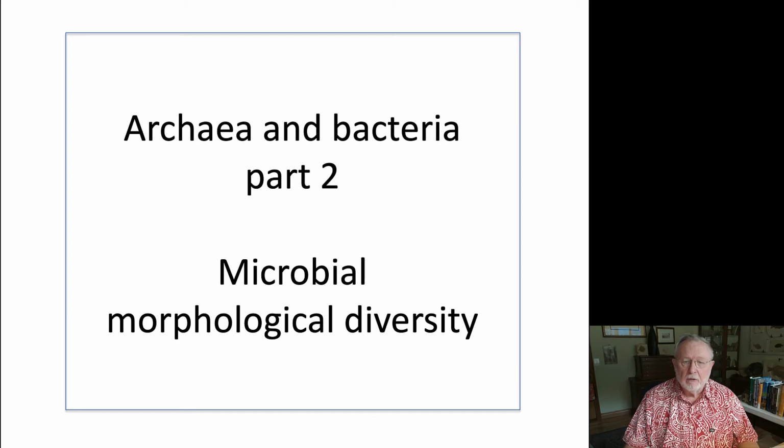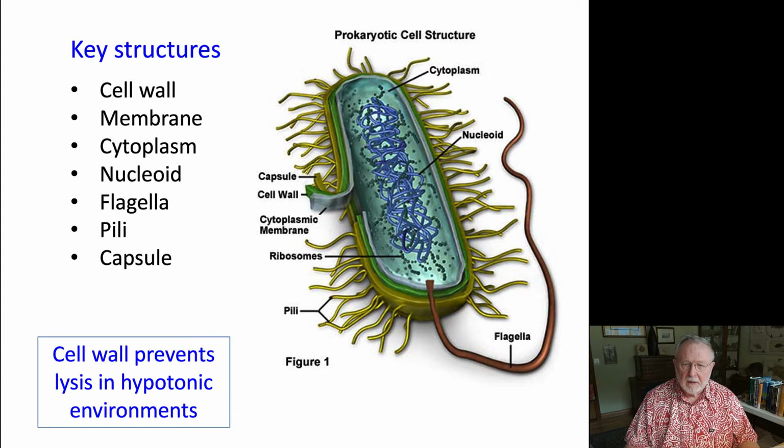Here in part 2, we'll focus on morphological diversity in archaea and bacteria. Key to understanding the morphology and structure is to recognize that both archaea and bacteria have a cell wall that surrounds the entire organism. This is a hard, rigid wall that prevents the cell from expanding too much in hypotonic situations when the cells might otherwise expand.